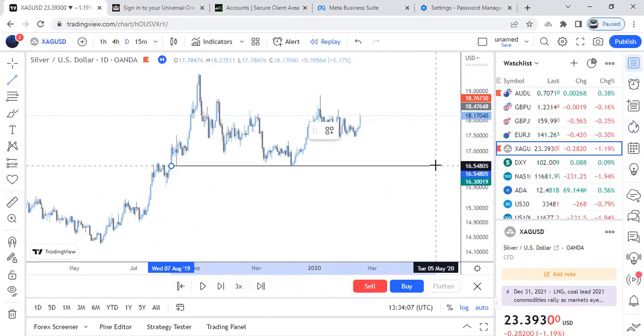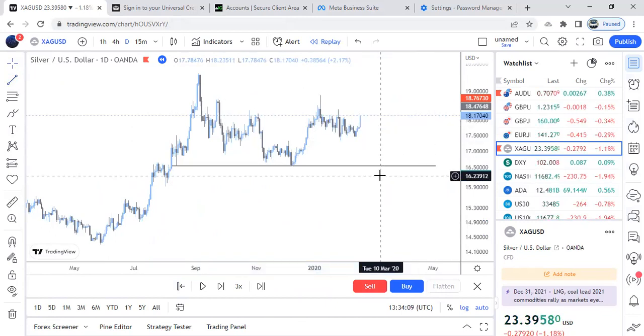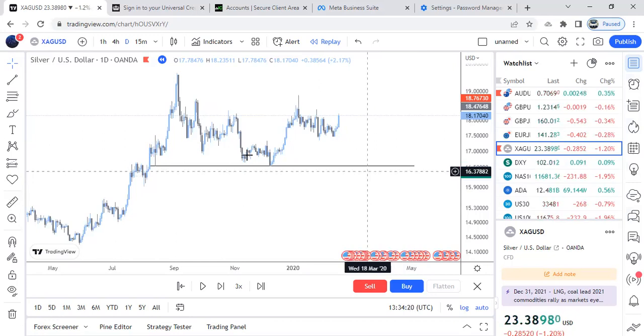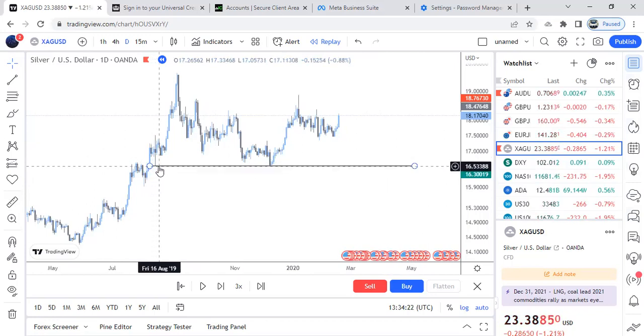What is this, guys? This is a support line. Why is it a support line? Because the line is below the price, right? Yeah, so it's a support line. And they said in the PDF file that you must have two touches to consider it support, right? Okay, we have one touch here.